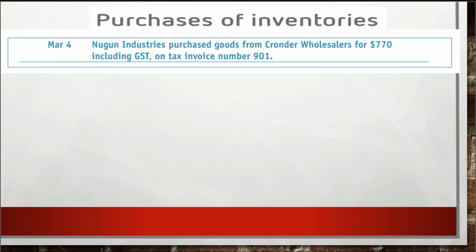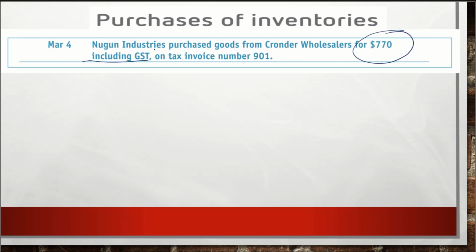In this video, we're going to look at purchasing of inventories, the sales of inventories, and sales returns of inventories. Obviously, this is a trading business. Here it says, Anugan Industries purchased goods from Croydon wholesalers for $770, which includes GST. Right, so that's important to remember. That $770 includes GST.